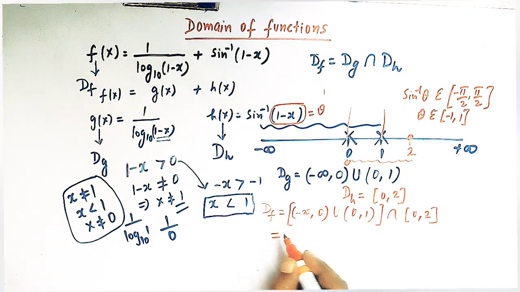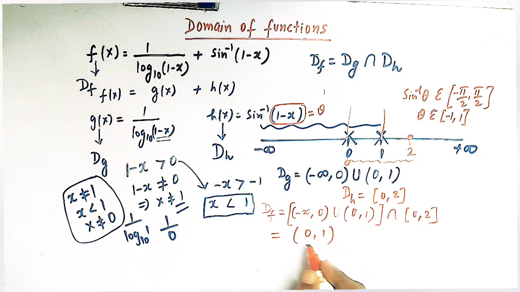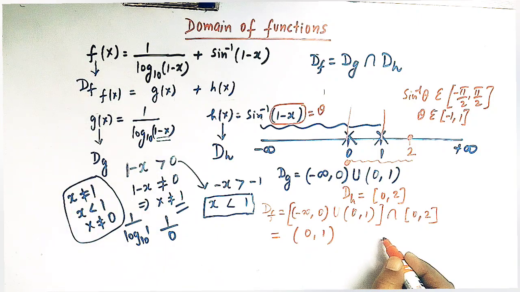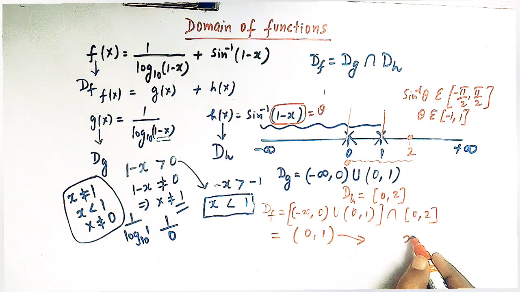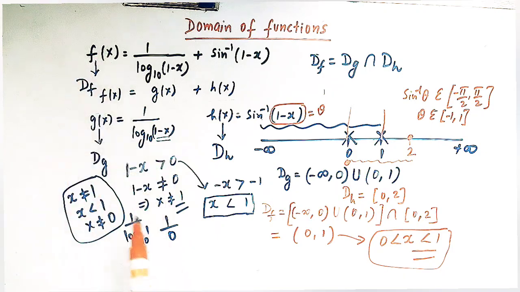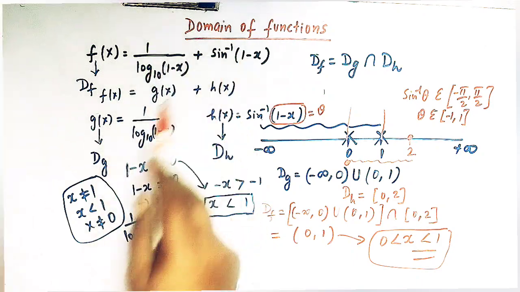So we can now write the domain of the function as the set from 0 to 1. And remember, 0 and 1 are not included. Right, and all the values of x which lie between 0 and 1 fall under the domain of the function f of x. So we can also write this set as x greater than 0 but less than 1. So this is the required domain of this function f of x, which is the intersection of the domains of these two functions.